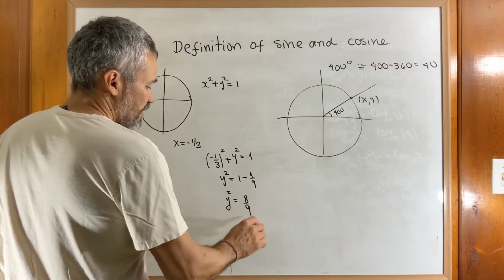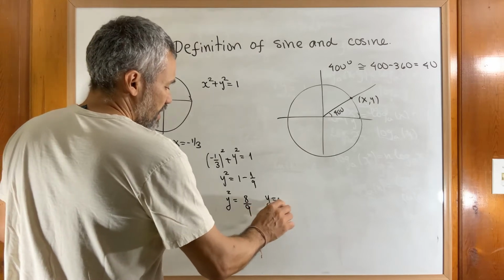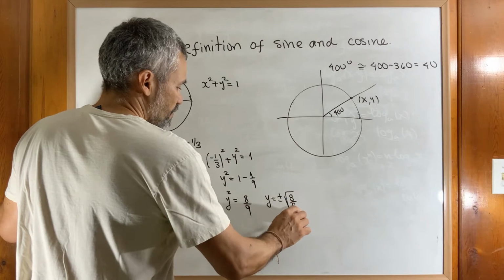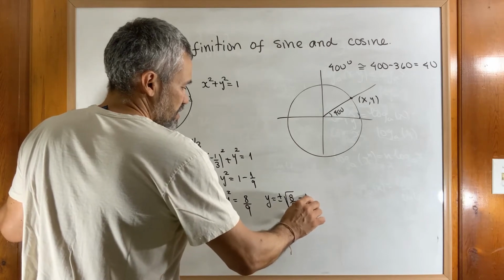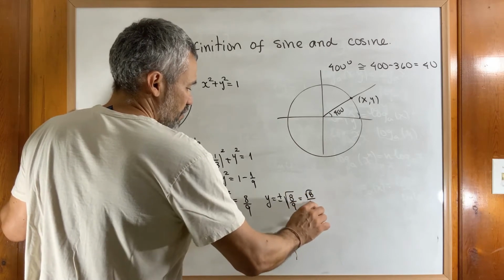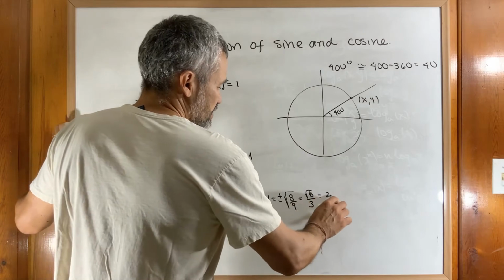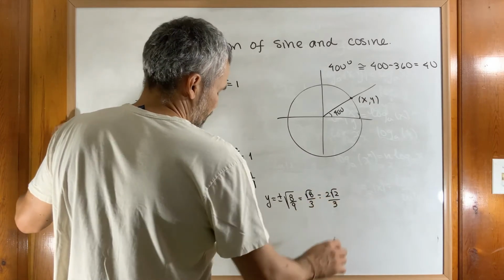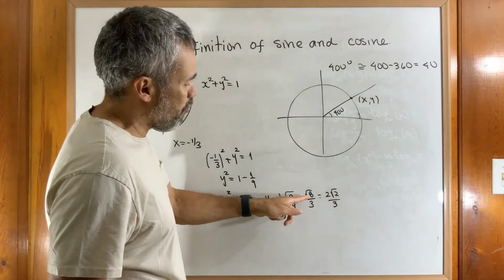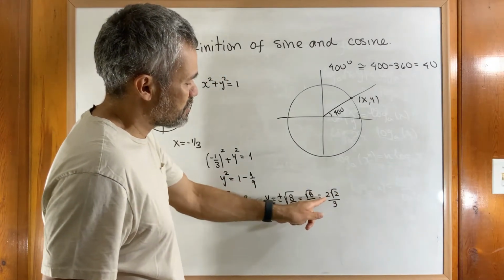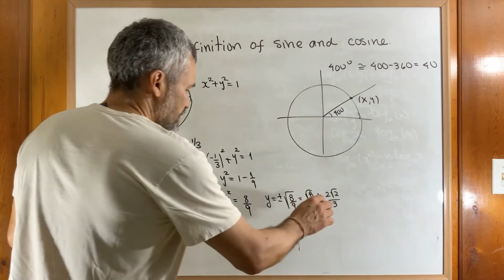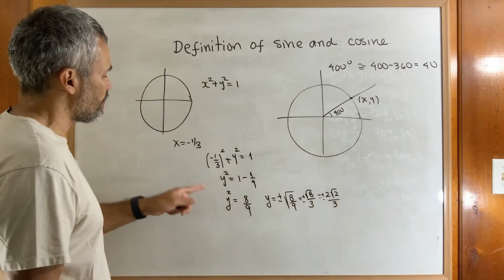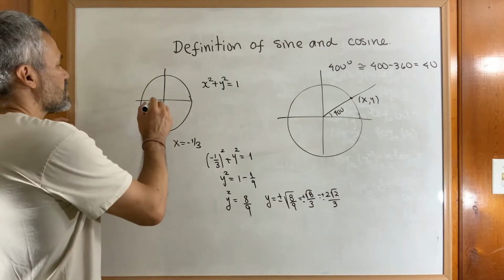squared is 8/9, and that means that y is plus or minus the square root of 8 over 9, which is the square root of 8 over 3, and this is just 2 square root of 2 over 3. 8 is 4 times 2, and the square root of 4 is 2. Then there is a plus or minus here. That means that we have 2 points, and these 2 points are here.